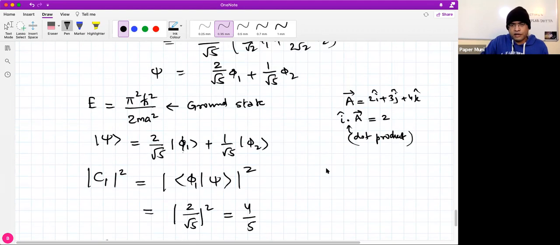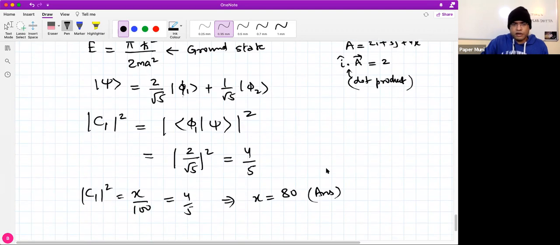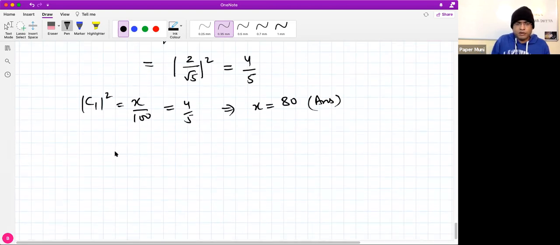Now this was done so that you already, what you're familiar with is you can do it. Now this step you could have directly applied in the very first place, because you would already know you want the C1 mod square. You want this quantity: if you measure the energy and you get the ground state, what will be the probability of that?